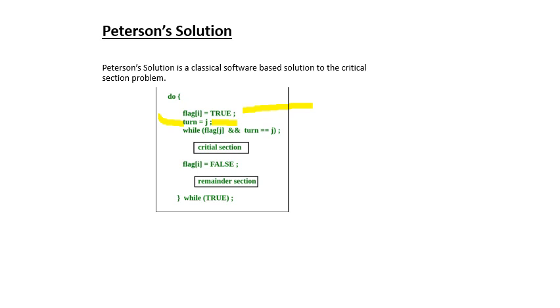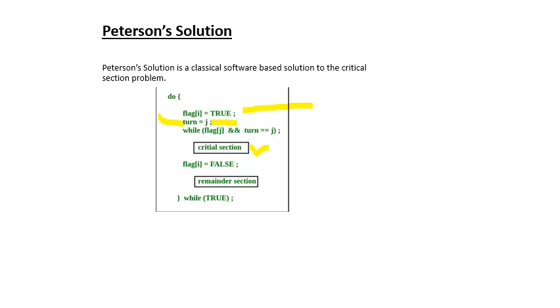Once this is declared, then if these conditions are true, it will enter into the critical section. Once the execution is done, then again it will come back. So your Peterson solution preserves all three conditions.